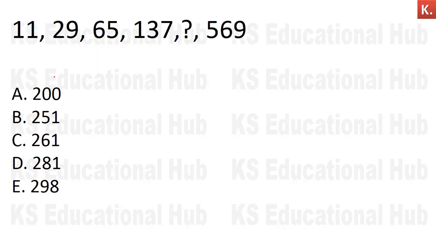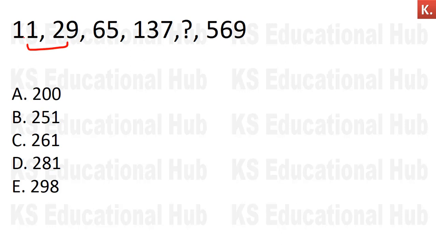So here's the next question. 11, 29, 65, 137, question mark, 569. So almost the values here are equivalent to 200. That is why the values are almost equal to 200. I can come to a conclusion that the values are not increasing drastically. So because of that, I can certainly say that it is a series of differences. Let's try to take out the differences here.